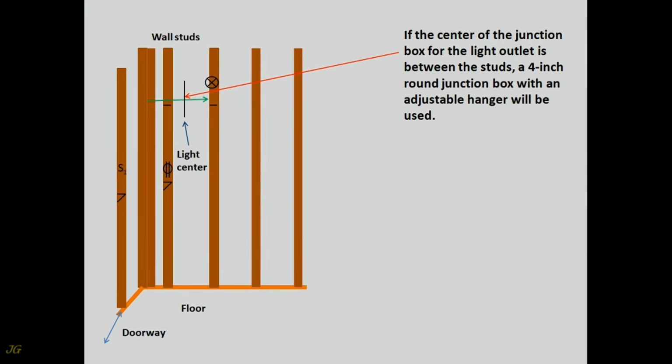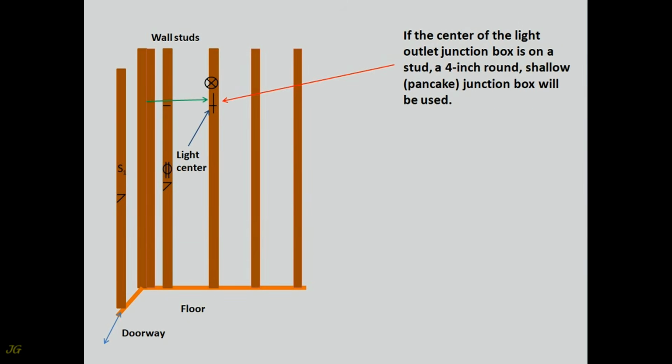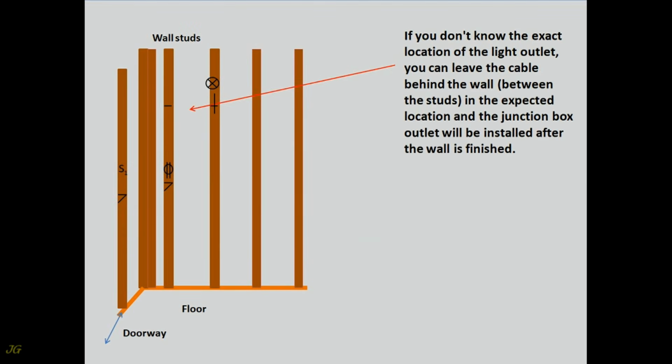If the center of the junction box for the light outlet is between the studs, a 4-inch round junction box with an adjustable hanger will be used. If the center of the light outlet junction box is on a stud, a 4-inch round, shallow pancake junction box will be used. If you don't know the exact location of the light outlet, you can leave the cable behind the wall, between the studs, in the expected location, and the junction box outlet will be installed after the wall is finished.